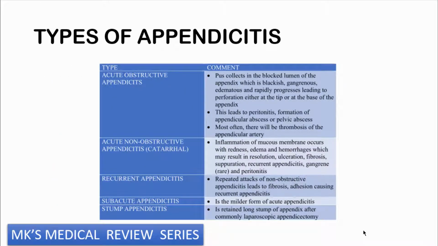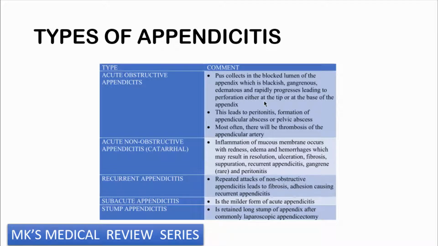Now, the types of appendicitis are as follows. I'm talking about acute appendicitis and subacute appendicitis. I will not go into details about chronic appendicitis. So you have acute obstructive appendicitis, where you're going to have pus collecting in a blocked lumen of the appendix. It may appear blackish, gangrenous, edematous, and it rapidly progresses and leads to perforation, either at the tip or the base of the appendix.